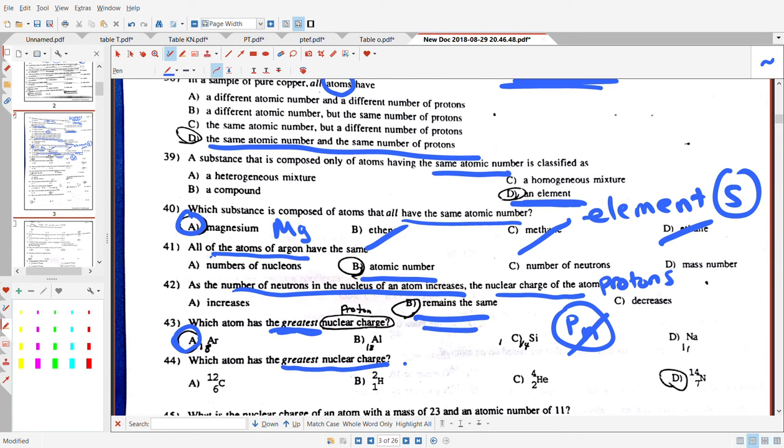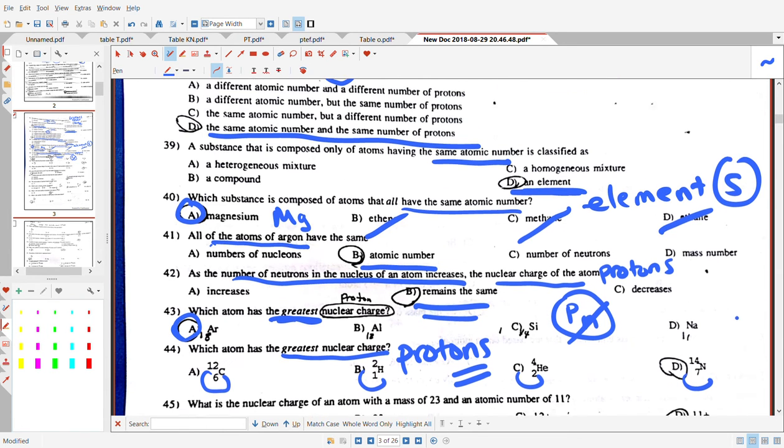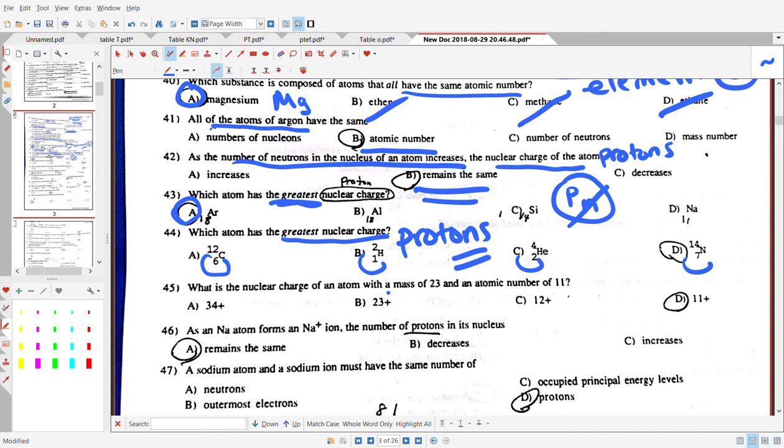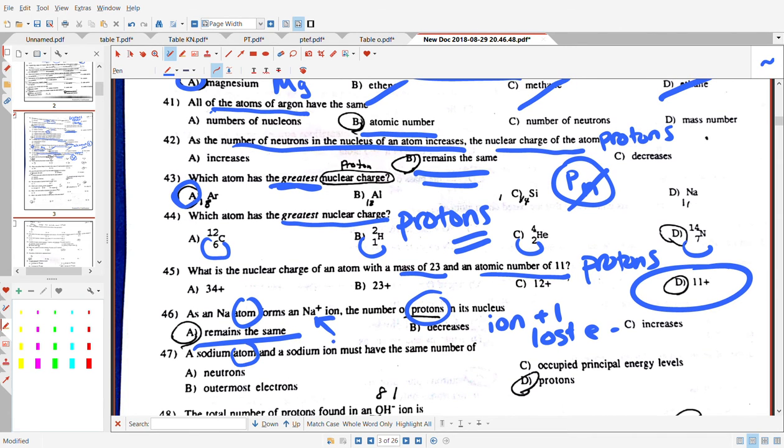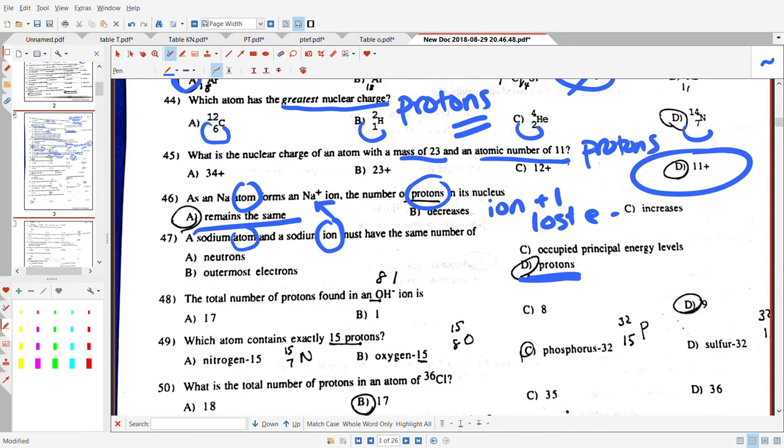This one, who has the greatest nuclear charge, we know that means protons. This one has a 6, 1, 2, and 7. So the greatest would be 7. What's the nuclear charge of an atom with a mass of 23 and an atomic number of 11? Nuclear charge is the protons, which is the atomic number, so the answer is 11. When you form an ion, ions gain or lose electrons. If it's +1, it means it lost an electron. The protons of an atom never change. So a sodium atom and a sodium ion must have the same number of protons because protons never change. They identify an element.